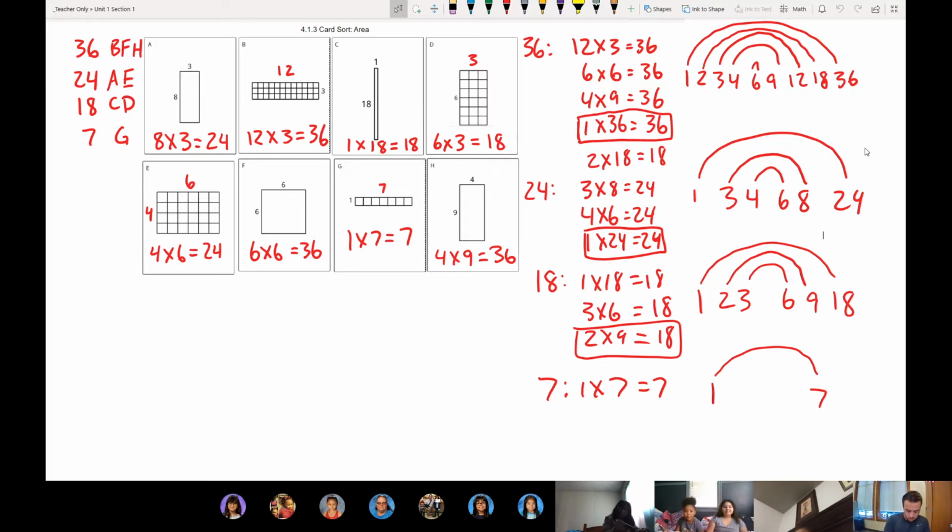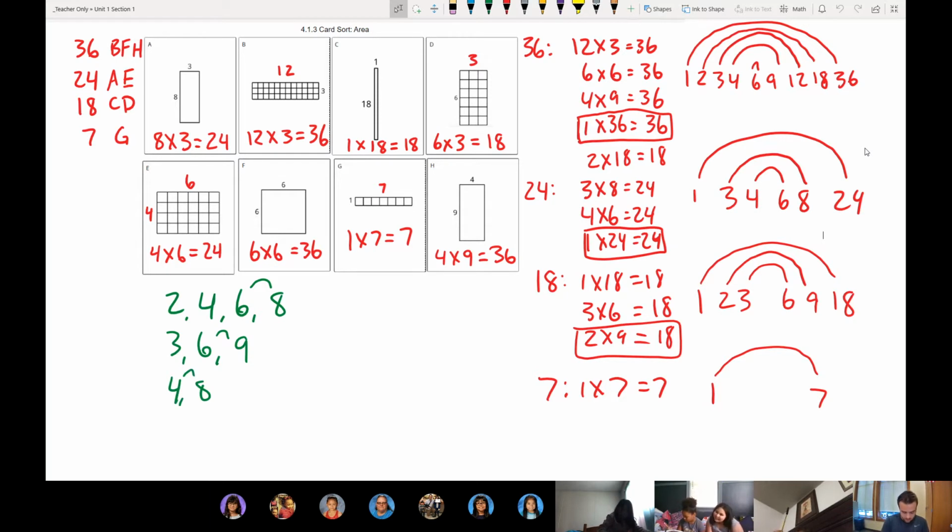Okay, if we want to skip count by 2, we have 2. Oop, I want a little bigger marker. All right, 2, 4, 6, 8. Oh, 7 would have been right in the middle there. We didn't land on it. 3, 6, 9. Oh, 7 would have been right there, but it's not there. Doesn't land on it. 4, 8.